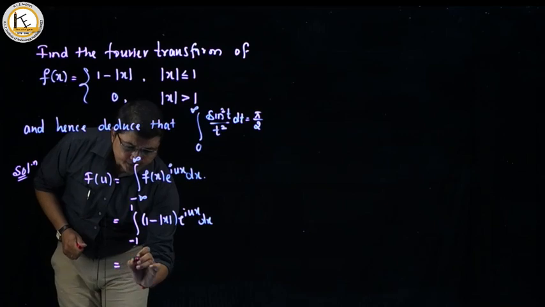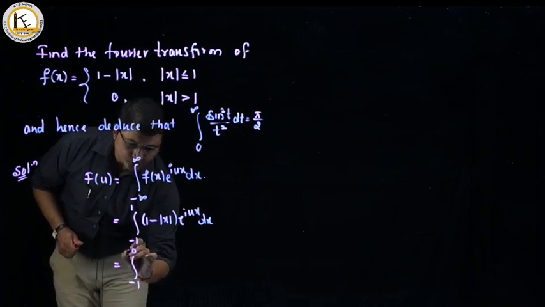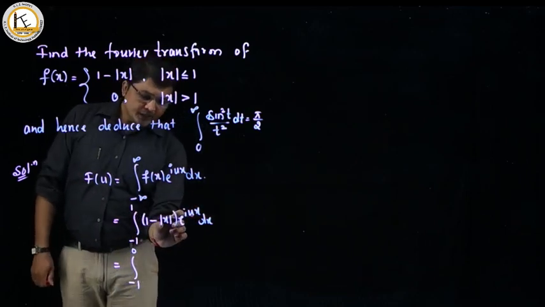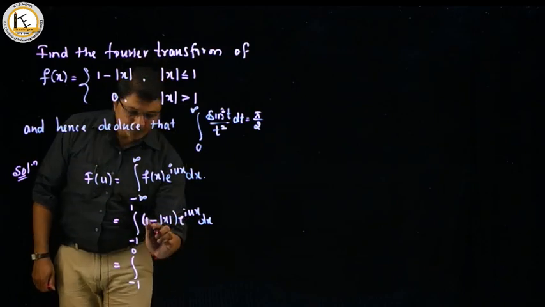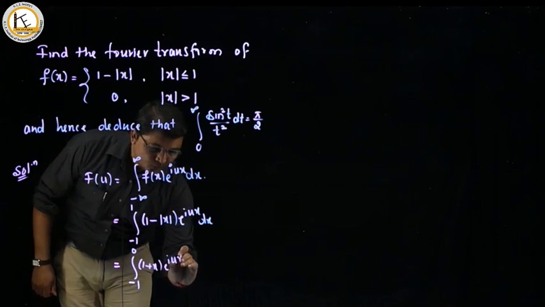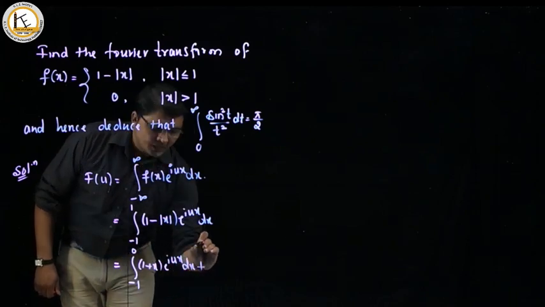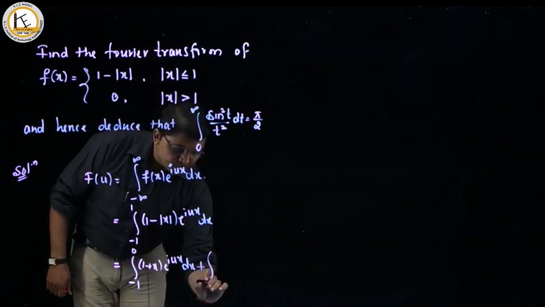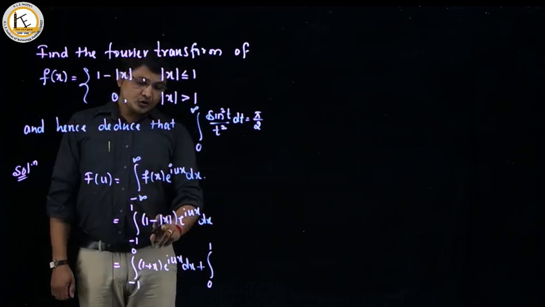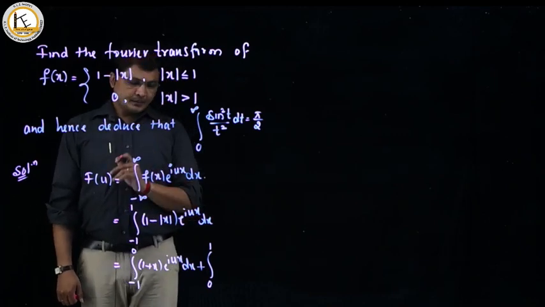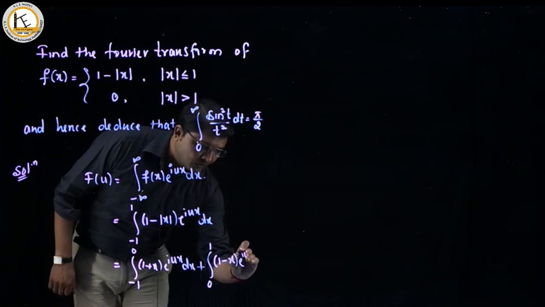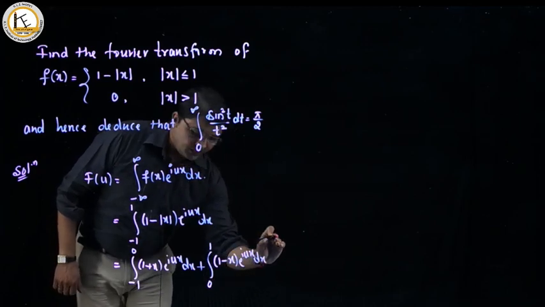So I will split this integral as -1 to 0. -1 to 0 means definitely it is a negative range. In the negative range, mod x will always be minus x. So minus into minus becomes 1 plus x into e raised to iux with respect to x, plus the next limit will be 0 to 1, which represents a positive range, and in the positive range mod x will always be plus x. So it remains 1 minus x into e raised to iux with respect to x.